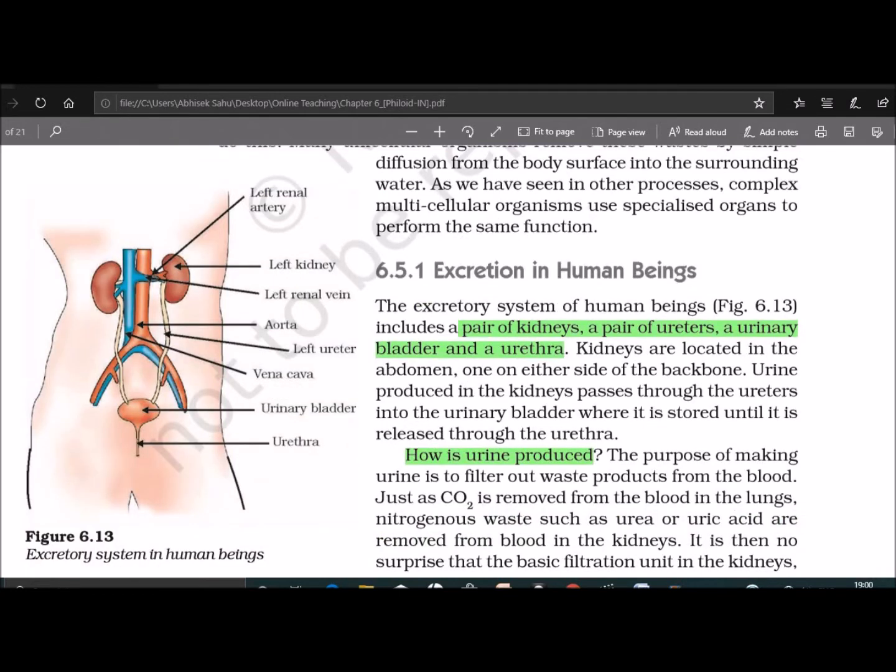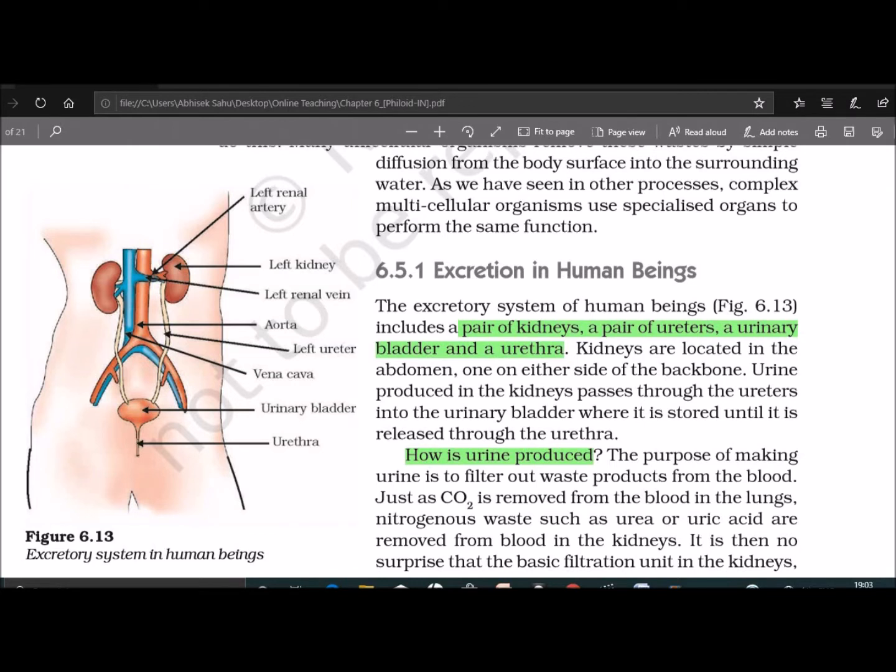Now we will learn about excretion in human beings. The excretory system of human beings includes a pair of kidneys, a pair of ureters, a urinary bladder, and a urethra. A pair of kidneys takes away waste material, nitrogenous waste such as urea and uric acid, from the blood to form urine. Ureters are the long tubes which connect the kidneys with the urinary bladder.